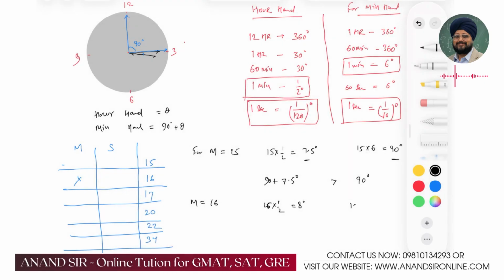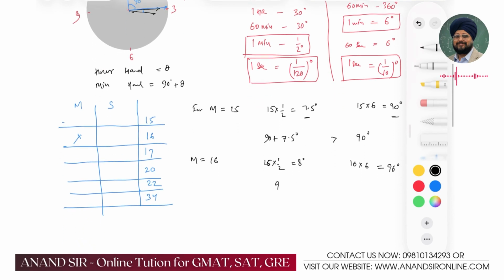And here it is 16 into 6, 96 degrees. Now if I again check 90 plus 8, 98, and this is 96, so this is again not equal, right? Even they are not approximately equal.